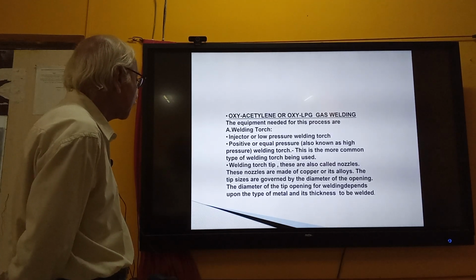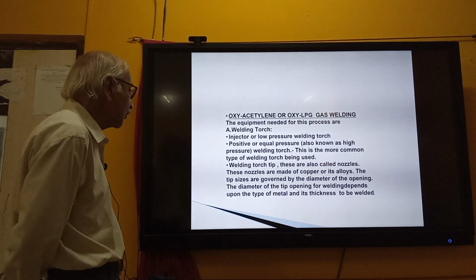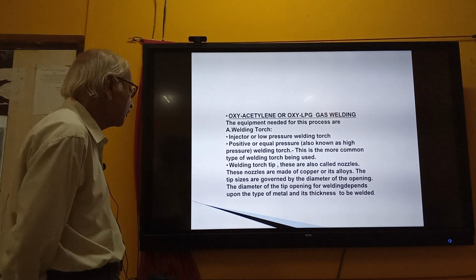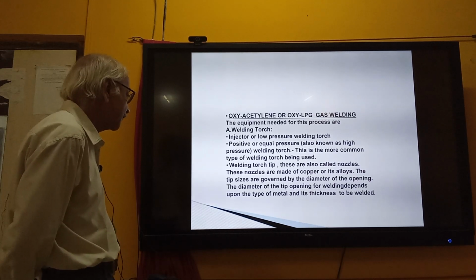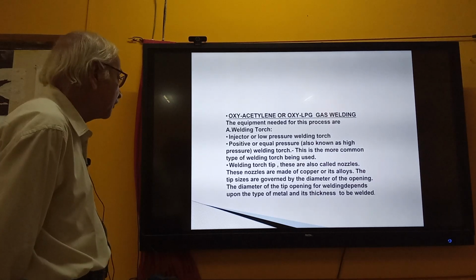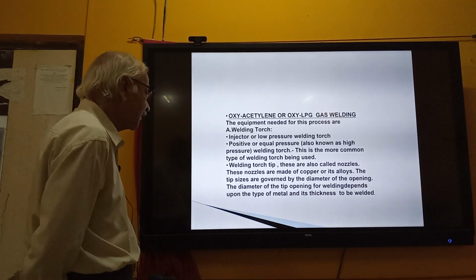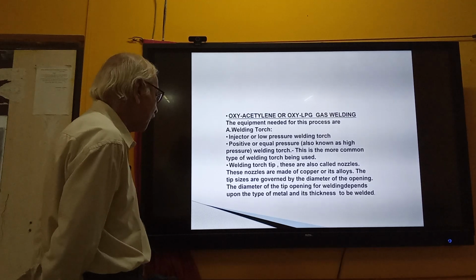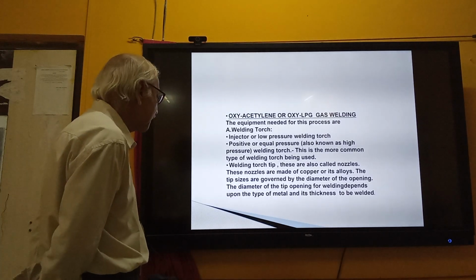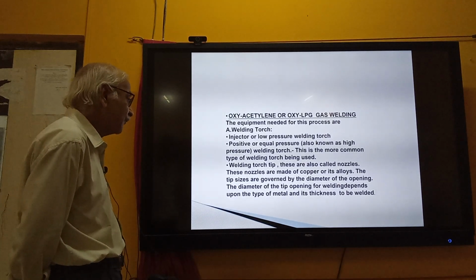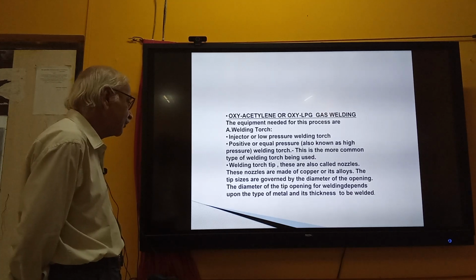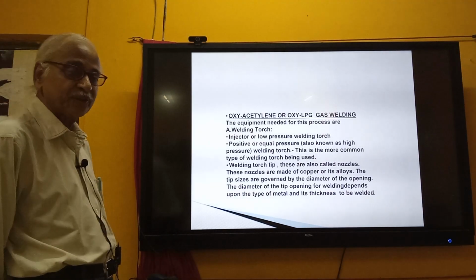injector or low pressure welding torch, positive or equal pressure welding torch. This is more commonly used in welding. Welding torch tips are also called nozzles. These nozzles are made of copper and its alloys. The sizes are governed by the diameter of the opening. The diameter of the tip opening for welding depends upon the type of metal and its thickness to be welded.